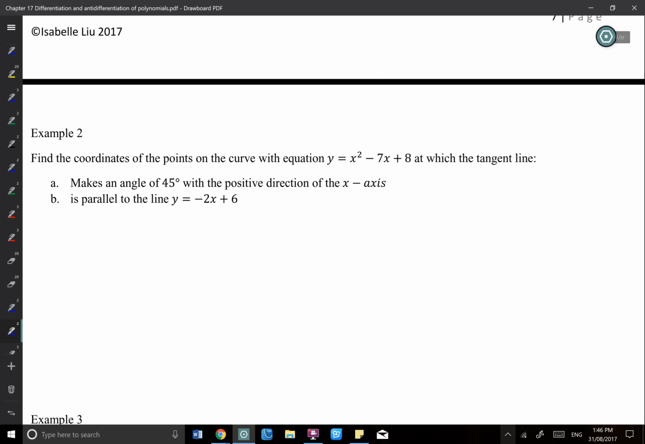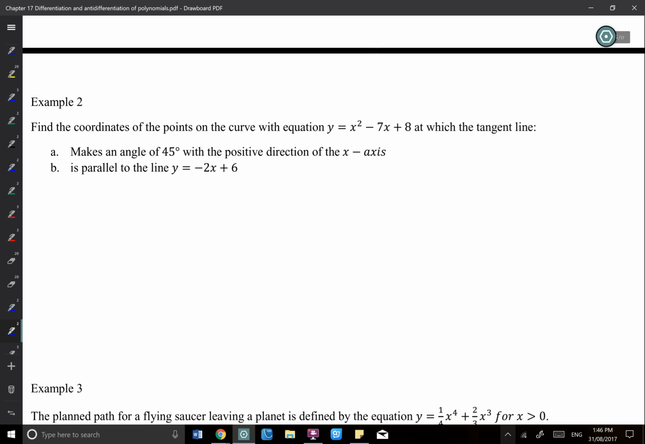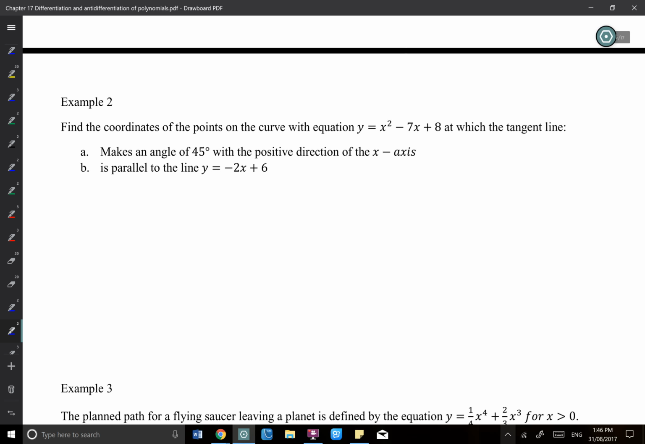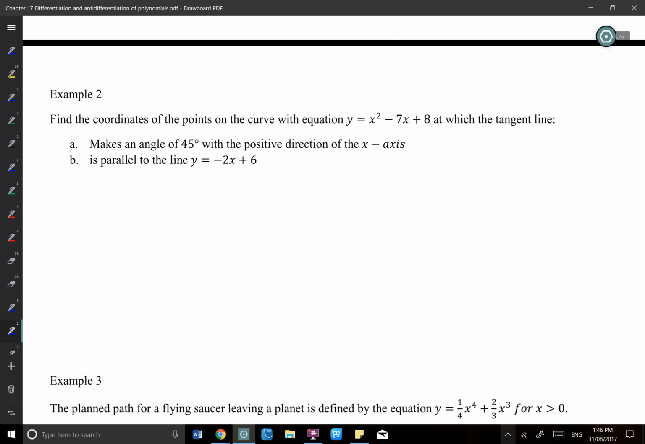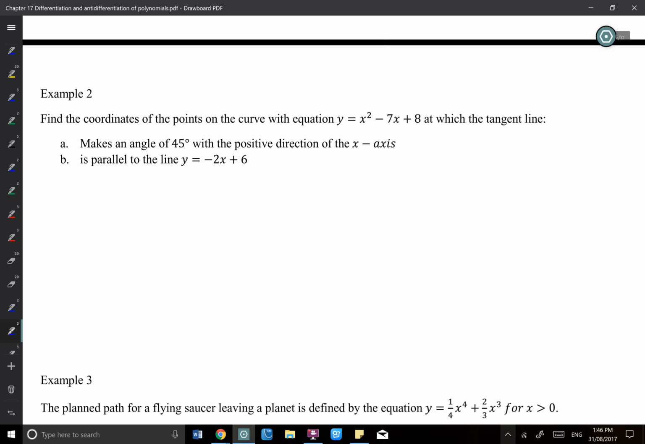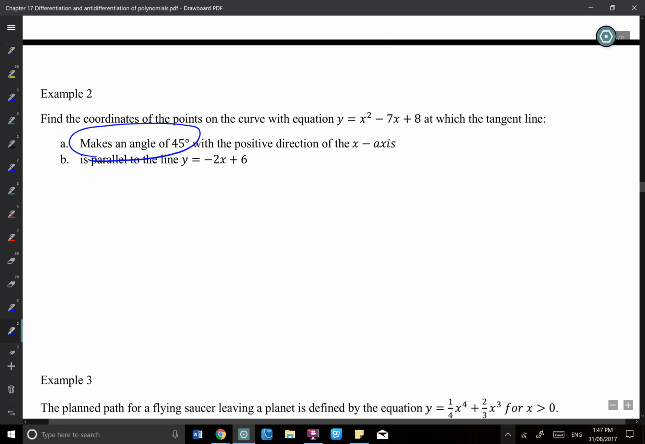Next one. Consider the coordinates of the points on the curve with the equation y equals x squared minus 7x plus 8, at which the tangent line makes an angle of 45 degrees with the positive direction of x-axis. I want to find which point the gradient will give me a 45-degree angle. Okay, let's have a think. What does an angle of 45 degrees give you? What does that actually tell you?